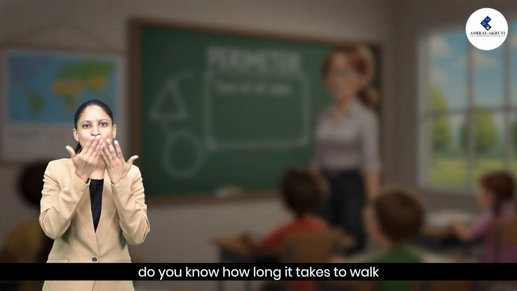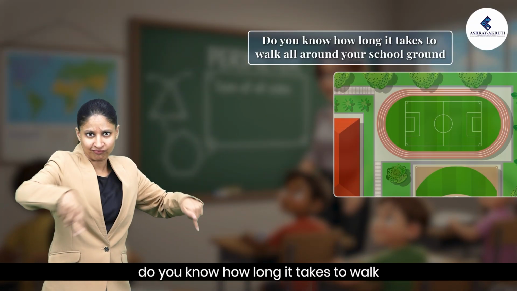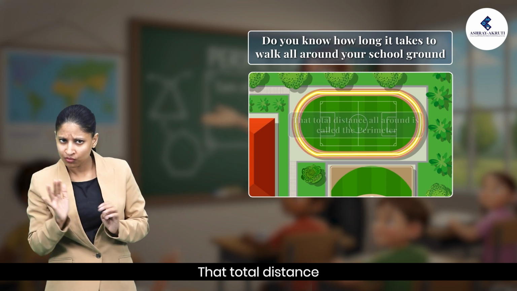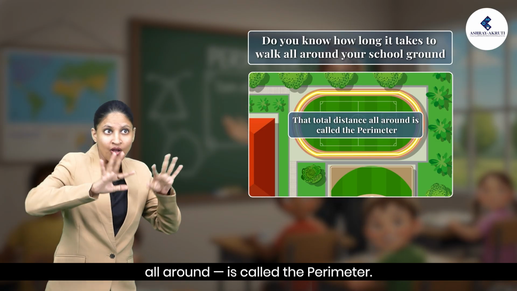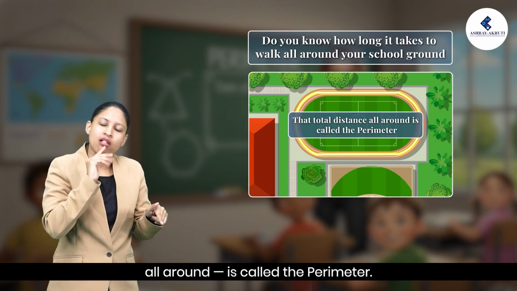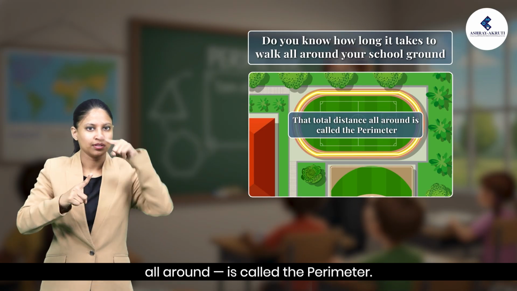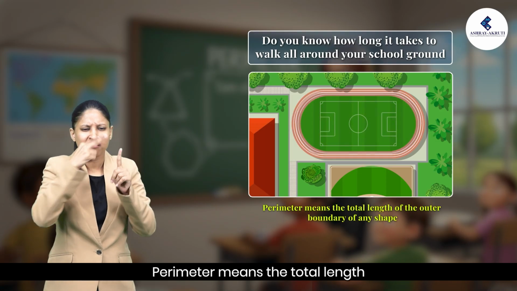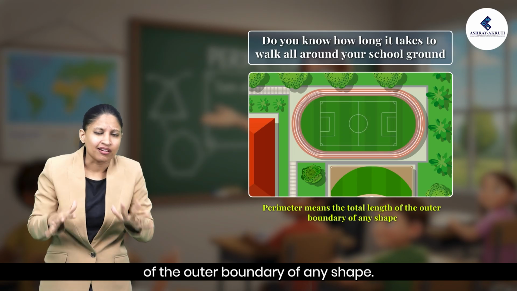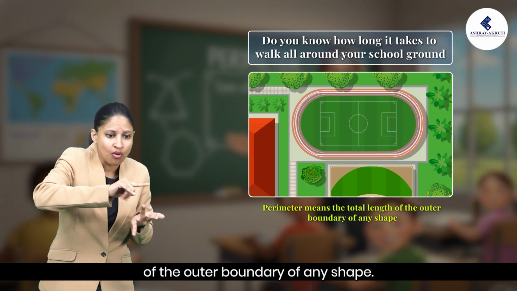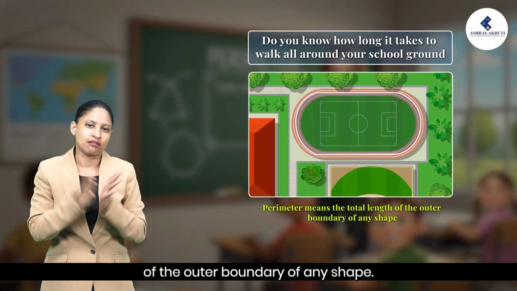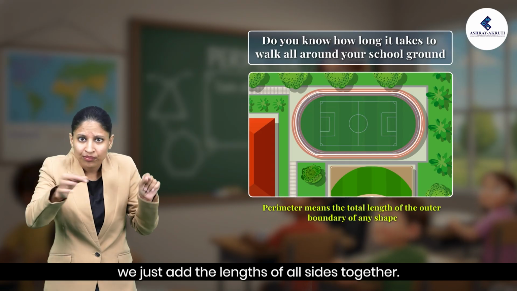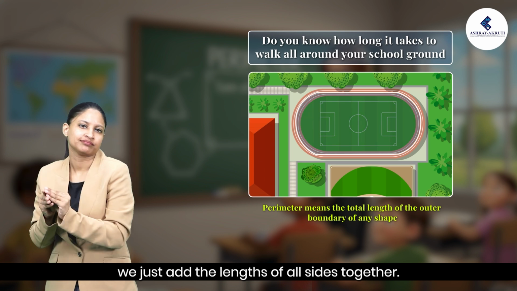Children, do you know how long it takes to walk all around your school ground? That total distance all around is called the perimeter. Perimeter means the total length of the outer boundary of any shape. To find it, we just add the lengths of all sides together.